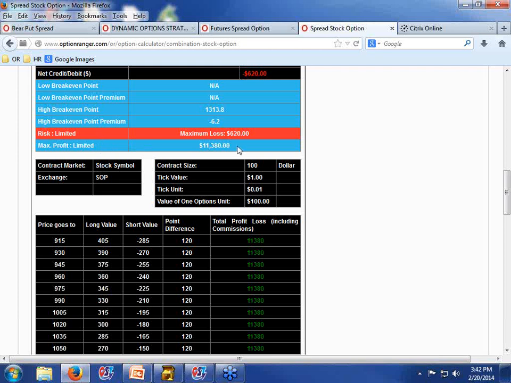In this case, because the spread is pretty wide, the maximum profit, if the market drops to $12.00 or below, at expiration is $11,380 on the initial outlay of $620 for that spread.